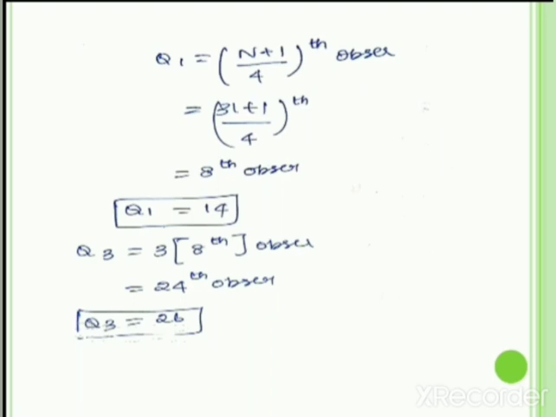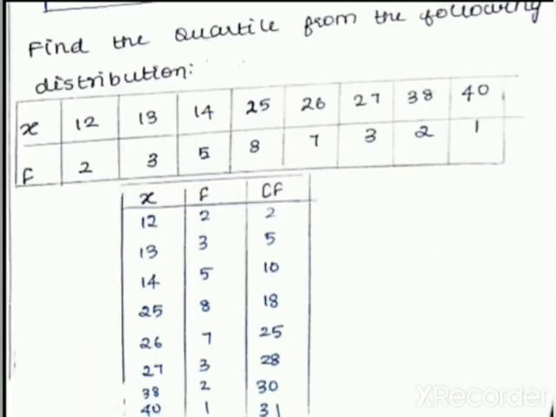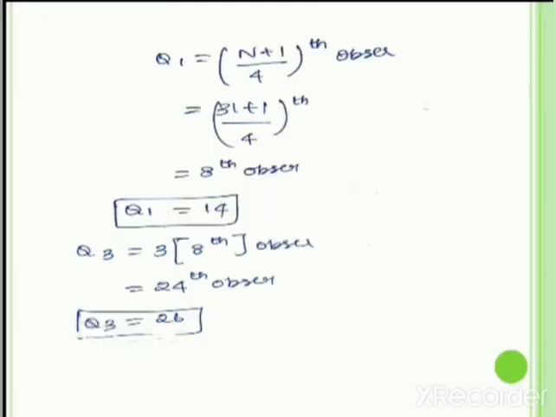Similarly, Q3 is equal to 3 of (n plus 1) by 4th observation, which is 3 of the 8th observation. So 3 eights are 24. Now we have to check the 24th observation. In the cumulative frequency, we look for the value that exceeds 24. Here 25 is more than 24, so we choose the corresponding x value, which is 26. That is your third quartile. So Q3 is equal to 26.